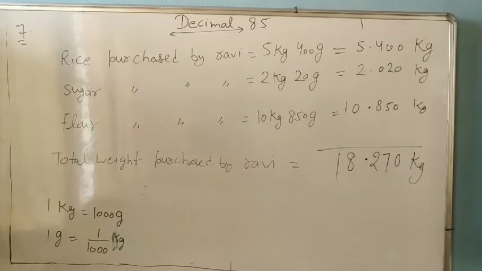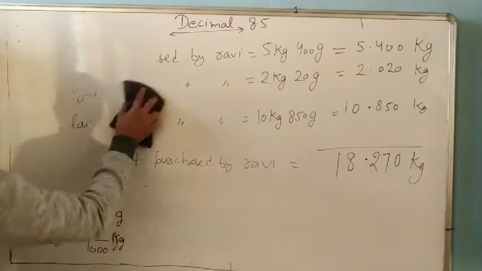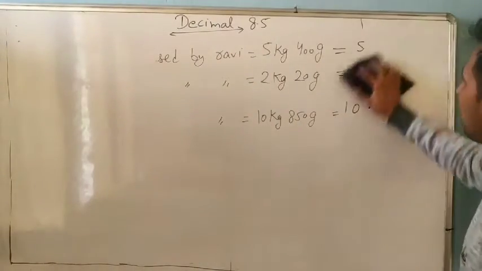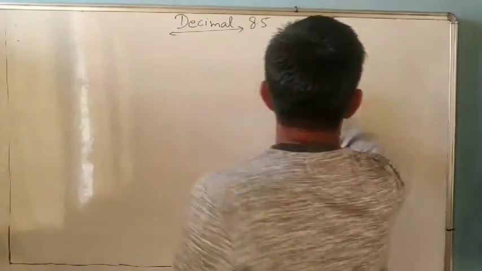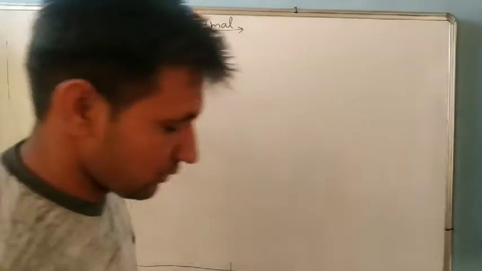Understand it? So our 8.5 exercise is already finished. We have to remember only some formulas. 1 meter equal to 100 centimeter. 1 kilogram is equal to 1000 gram. 1 kilometer equal to 1000 meter. So you have to remember this one. Okay.